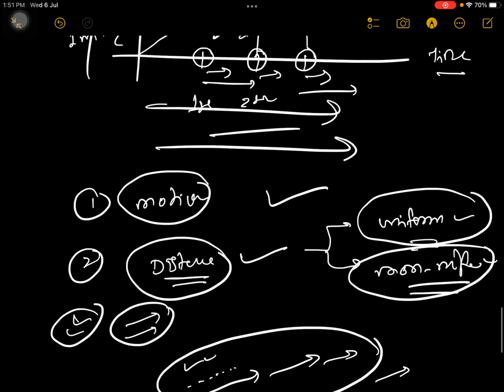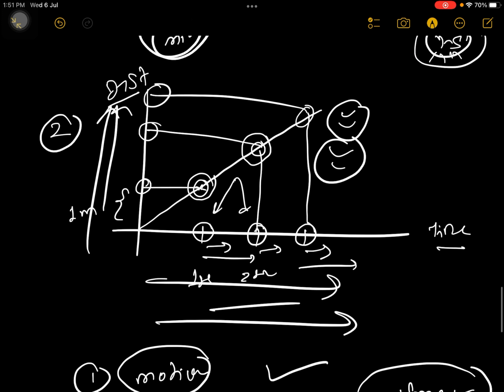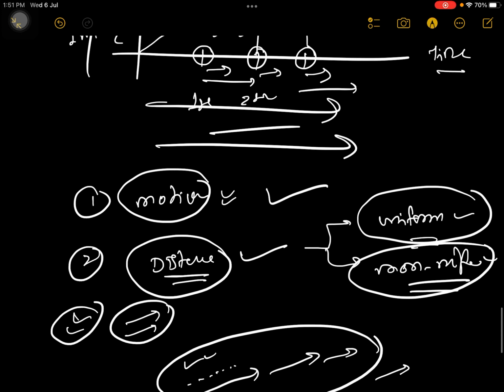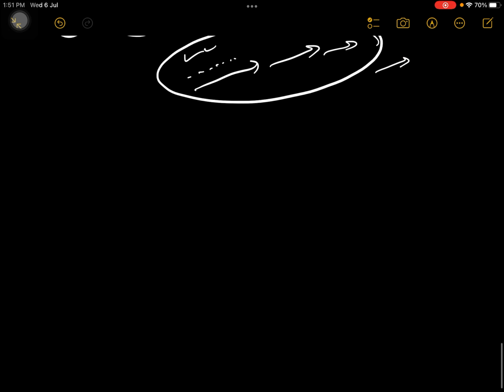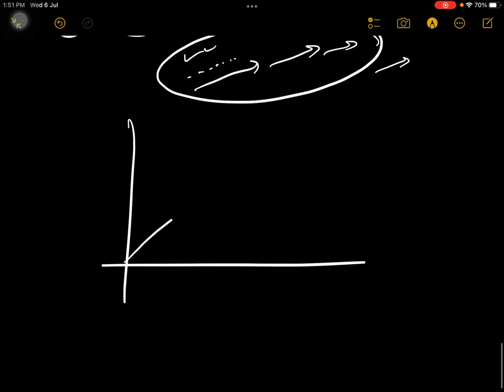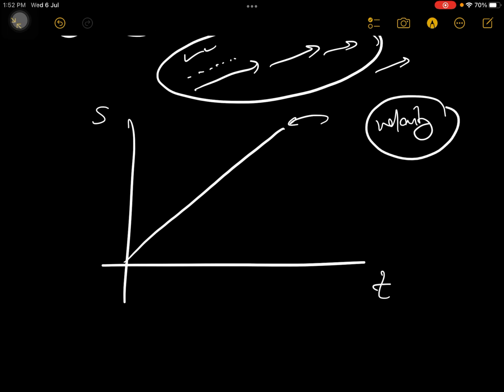So right now, in this graph, what ideas have you got? You have got that motion is there, distance is also changing, but is it uniform motion or non-uniform motion? So for that, how will you judge? Okay, so from this graph, this distance time graph, you have to judge what your velocity is. So how will you know what your velocity is?